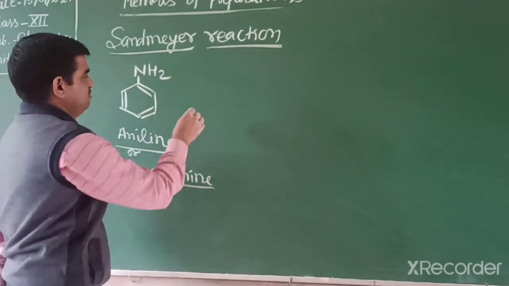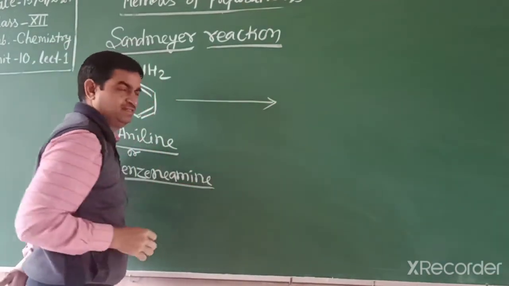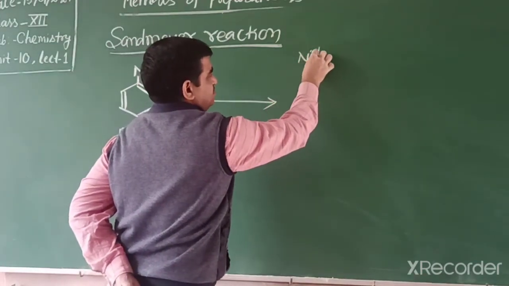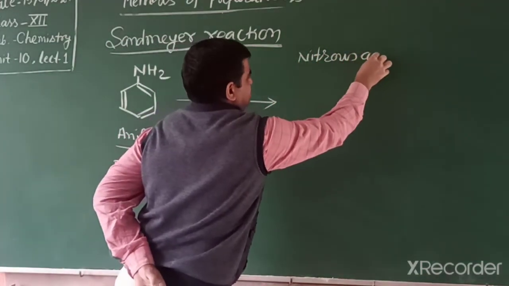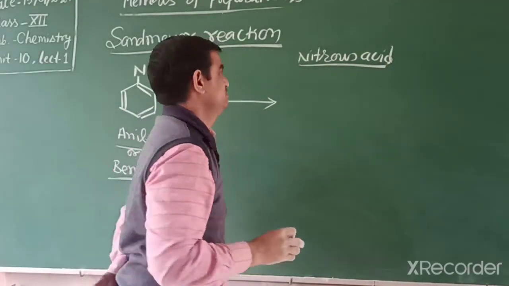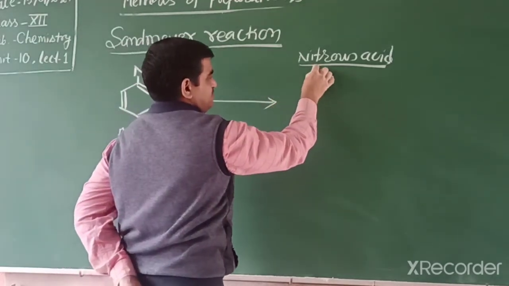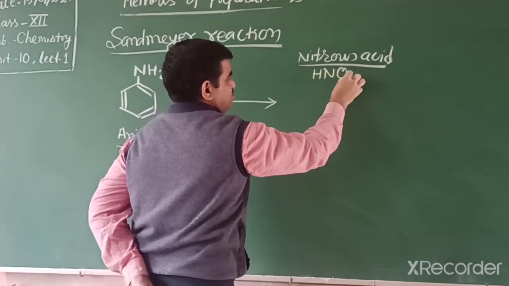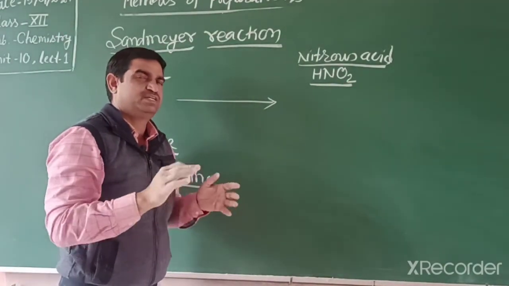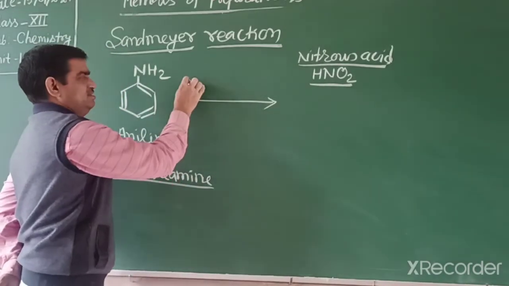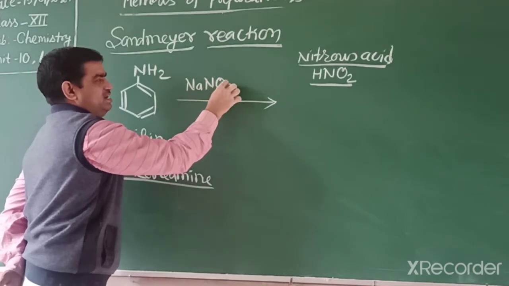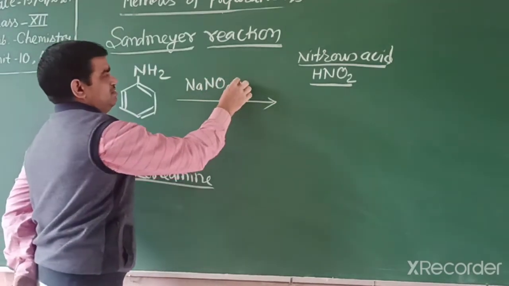In this reaction of benzene amine, we take a reagent that is nitrous acid. Students, nitrous acid is not available in the laboratory. Nitrous acid, how can you represent? HNO2. So it is not available. For making nitrous acid, we take a reagent that is sodium nitrite, NaNO2, and HCl.